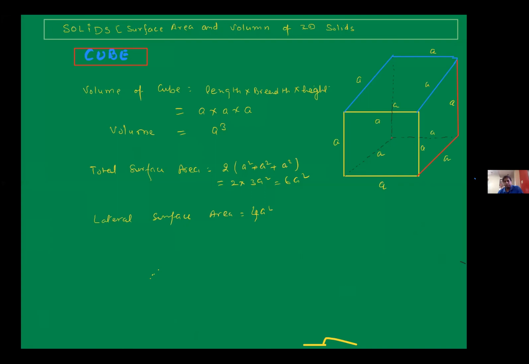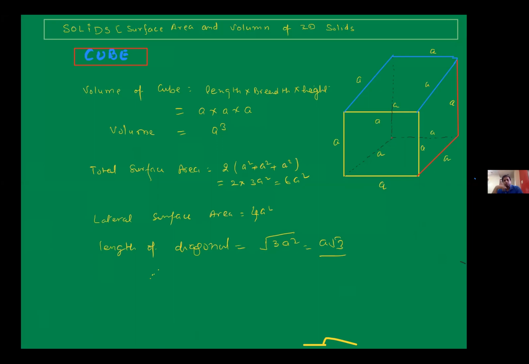Now we need to find the length of the diagonal. For the cuboid, it was the square root of L square plus B square plus H square. Now here L, B and H are the same, so it will be the square root of 3A square. So A root 3 is the length of the diagonal of the cube. This is the basic information about this solid.